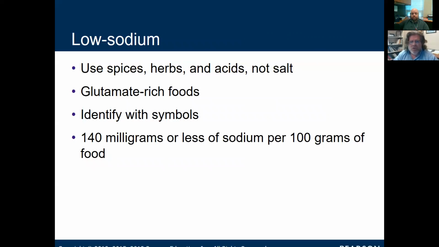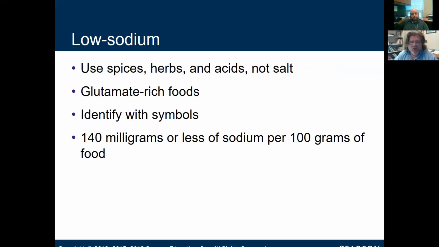You use what are called glutamate-rich foods. If you've ever heard of the sensation of umami, it is the taste of meatiness. So tomatoes, meat, mushrooms are all rich in glutamate. So this is an intense flavor that doesn't have fat.